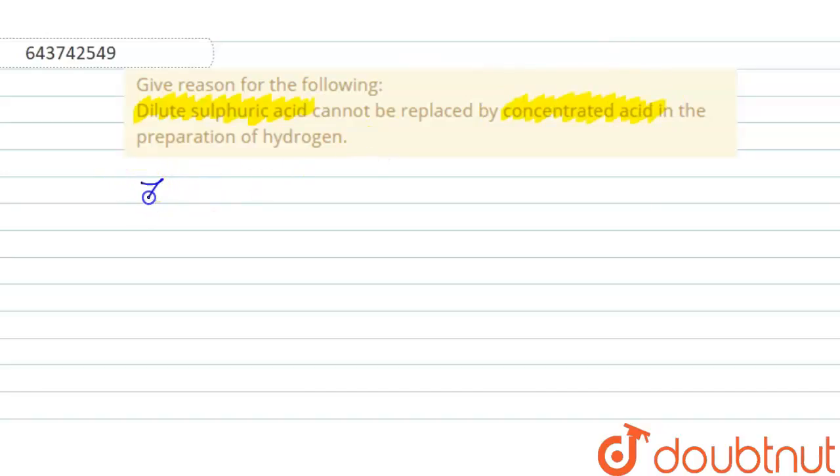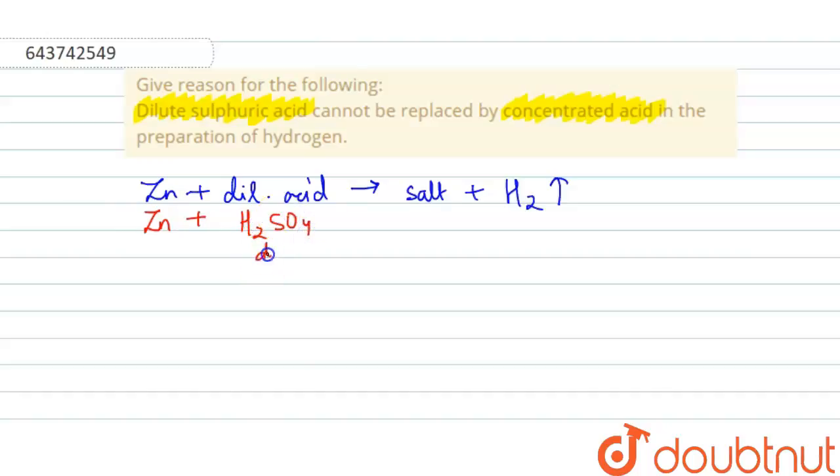So we know that metals like zinc react with dilute acid to give the salt of the acid and metal, plus hydrogen gas is liberated. So in case of dilute sulfuric acid, the reaction will be Zn plus H2SO4 (dilute), giving us ZnSO4 plus H2 gas liberated. But this dilute acid cannot be replaced by concentrated sulfuric acid.